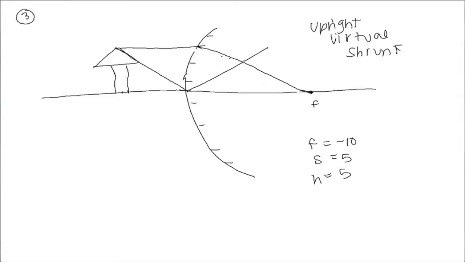Thanks, that's where our object should be. And then the image. The image, yeah. 1 over negative 10 equals. Does that match your prediction? Yeah. Good.